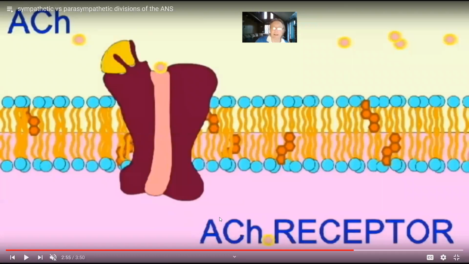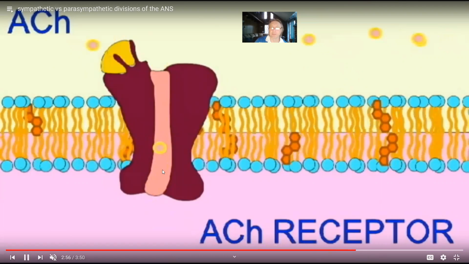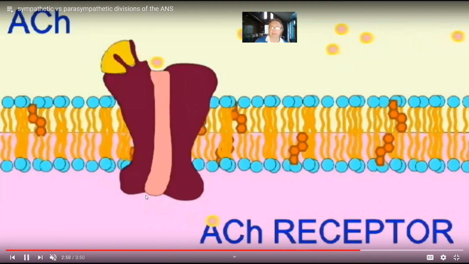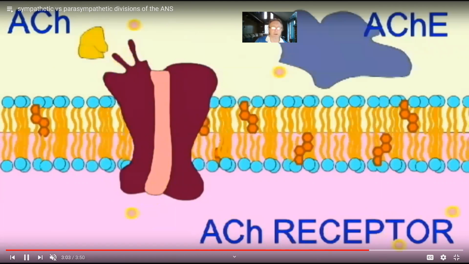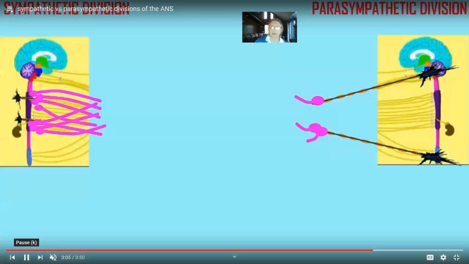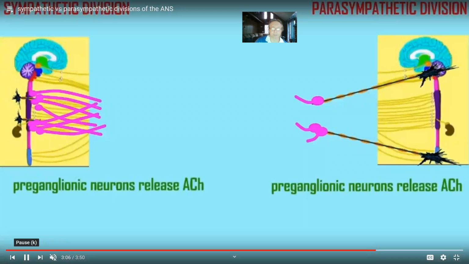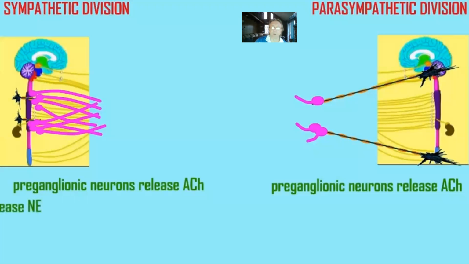Now, the somatic nervous system releases acetylcholine. Acetylcholine binds to receptors on muscle, and this allows ion channels to open. Ions come in and stimulate the skeletal muscle. So there are acetylcholine receptors here. In the autonomic nervous system, we see not only acetylcholine, but norepinephrine and epinephrine.